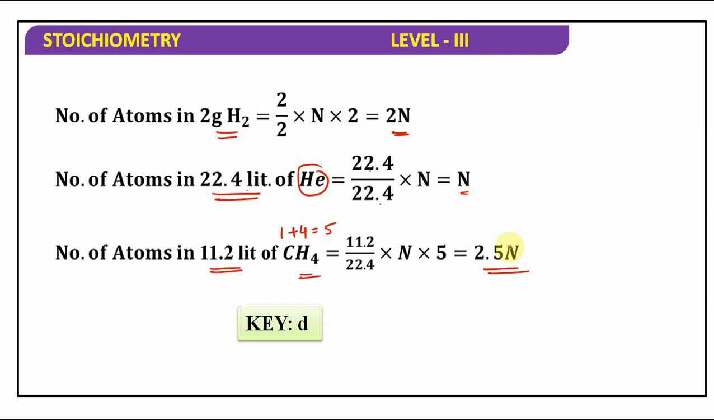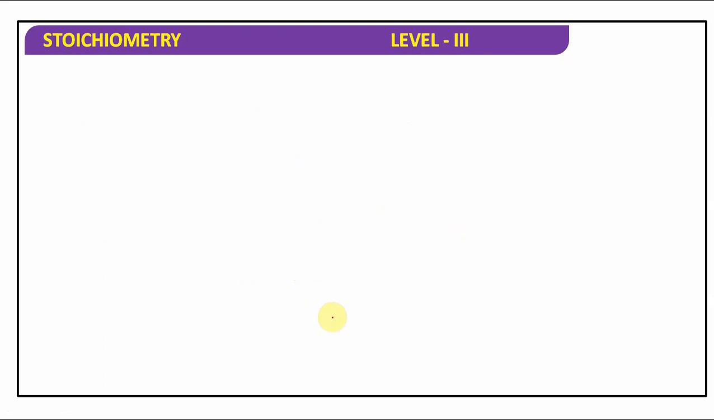So which is having the maximum number of atoms here? This is 2.5 N. So 11.2 liter of CH4 is having the maximum number of atoms. So option D is the correct answer. Is that clear? Right.